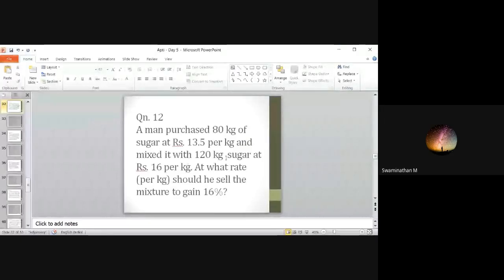13.5 plus 120 into 16. You will get the total cost price. Gain is 16%. Find the selling price.